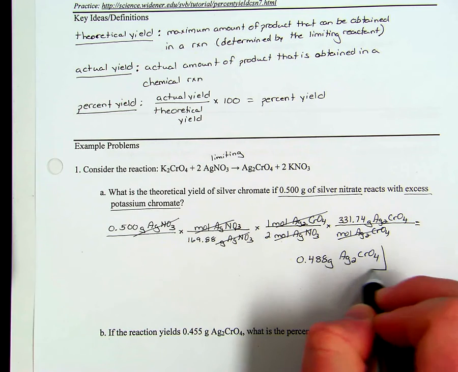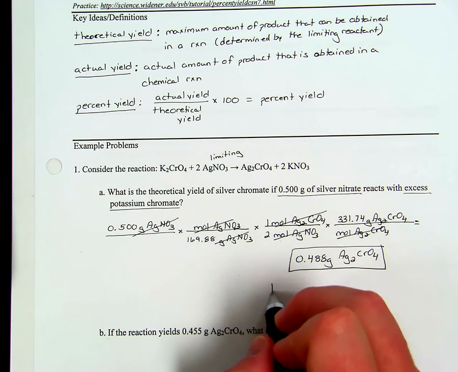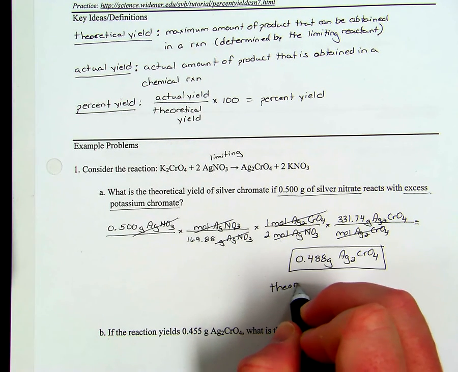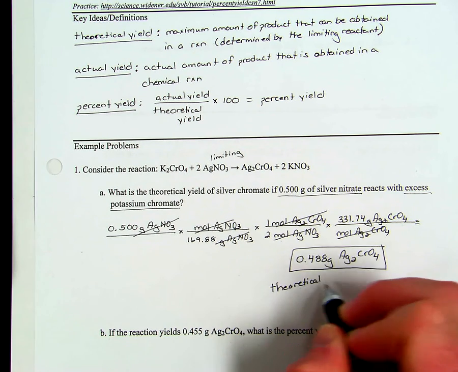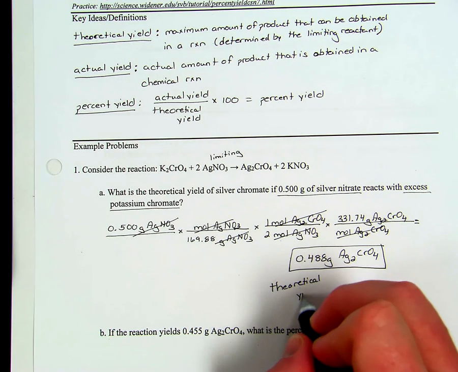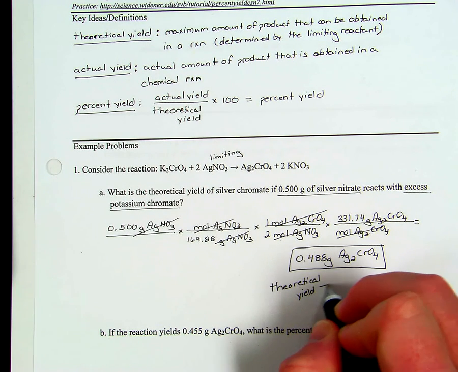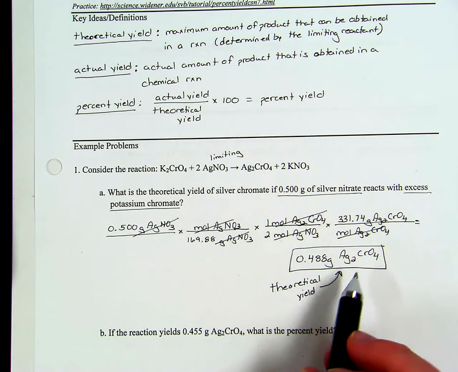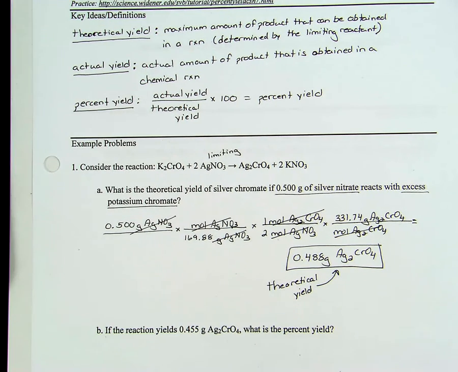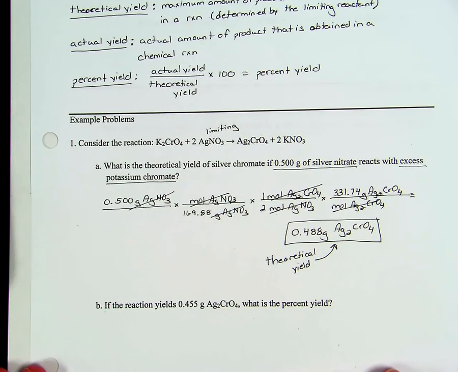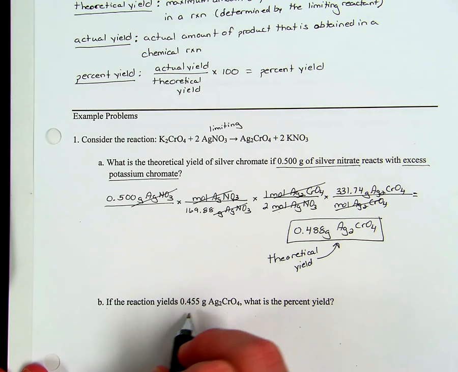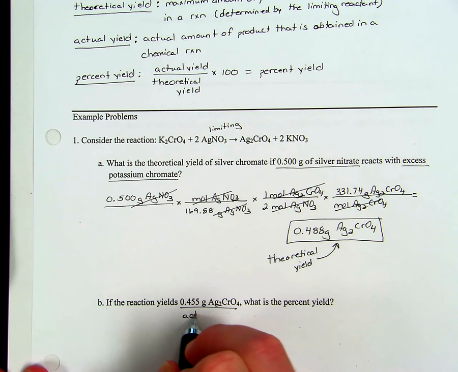Okay, again, that is the theoretical yield, meaning if all of our limiting reactant actually does react, and if we were able to collect every single bit of product, that's how much we would get. Now, question B says, if the reaction yields 0.455 grams of silver chromate, meaning this is the actual amount that we get, this is the actual yield, what is the percent yield?